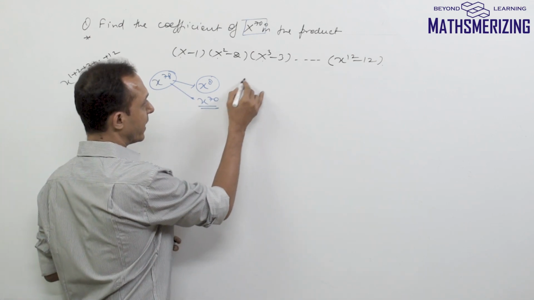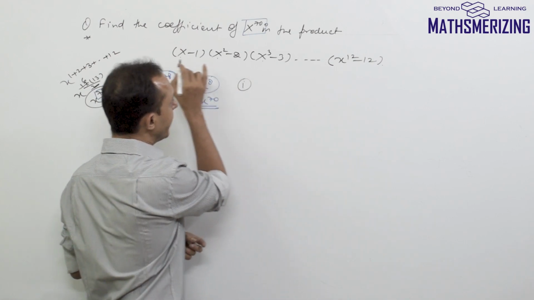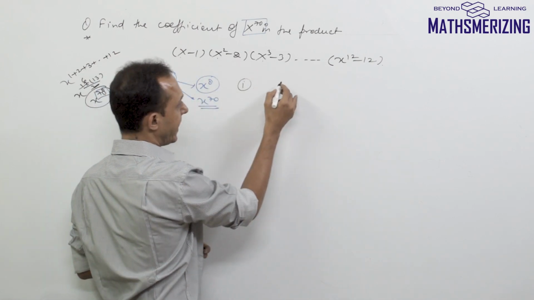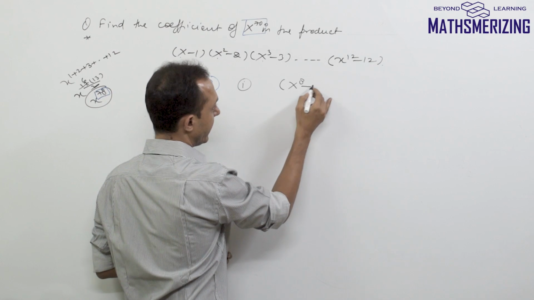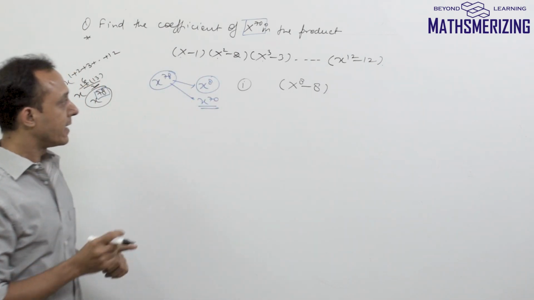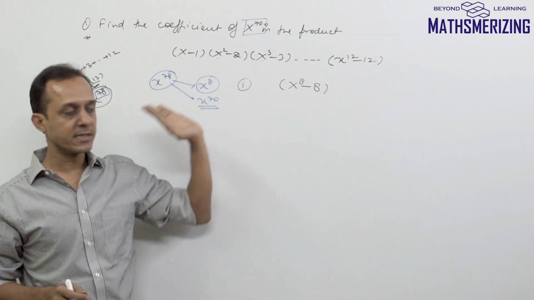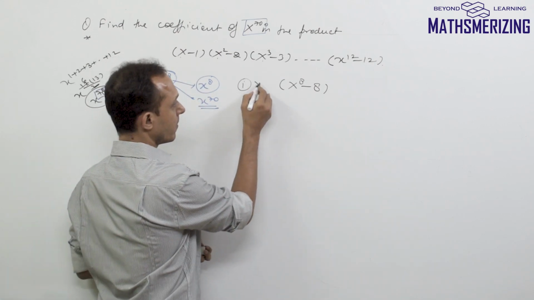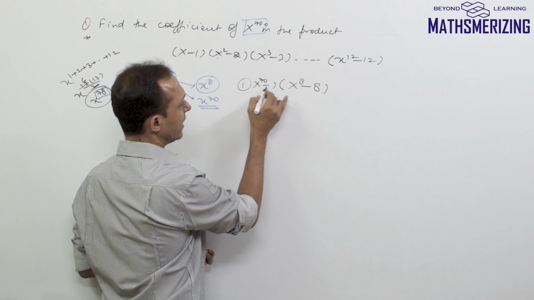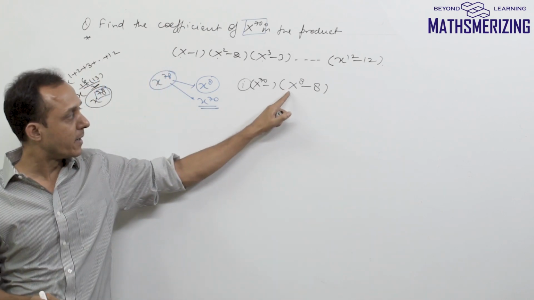So one of the ways of doing it can be, if I multiply all these powers of x except x^8 minus 8, in that case the product of all these x's will be x^70, and then some other value, and then it will be x^8 minus 8.